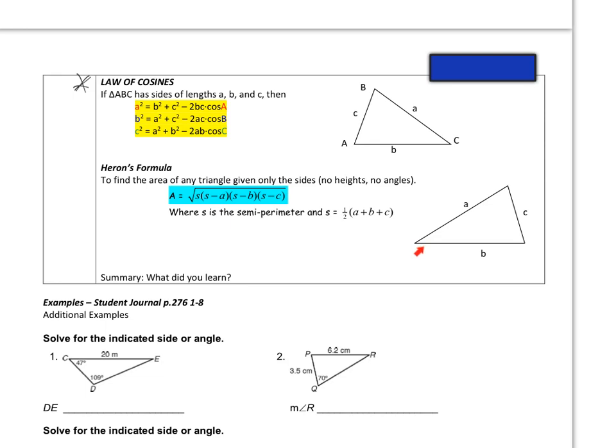As long as you know the length of the three sides, you can find the area of this triangle. So now we are going to do some examples. You have your student journals with you at home, and I want you to turn to page 276, and we're going to do problems 1 through 8.